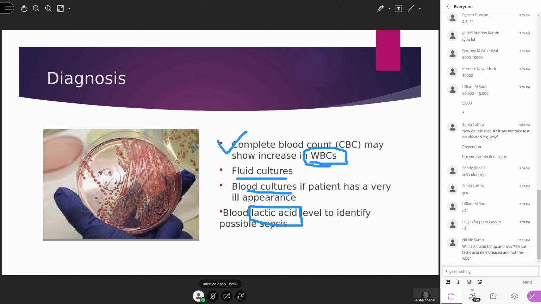Cellulitis is not going to be the only thing. Maybe the patient has pneumonia, right? Or the patient has just some other type of infection, and that's causing the lactic acid to be high. But in absence of the WBC, absence of infection, lactic acid can be high as well.